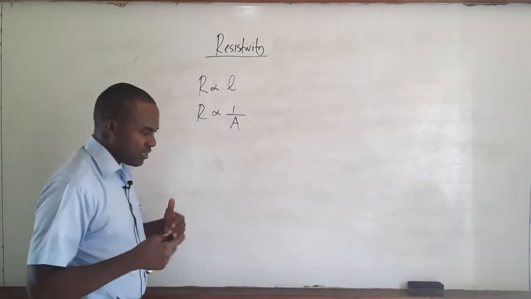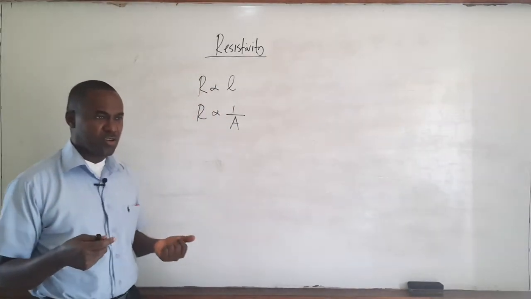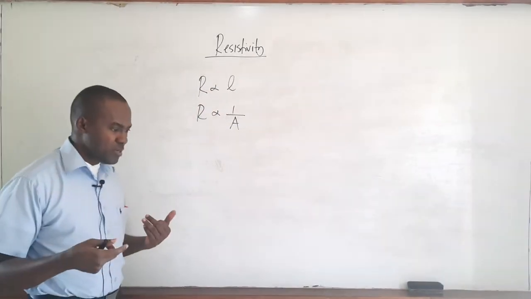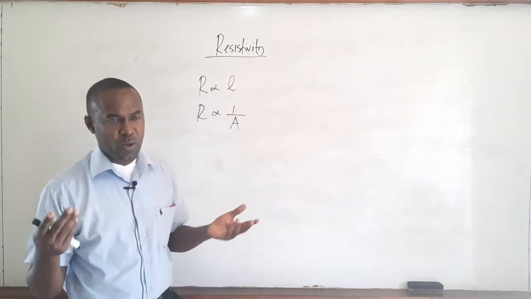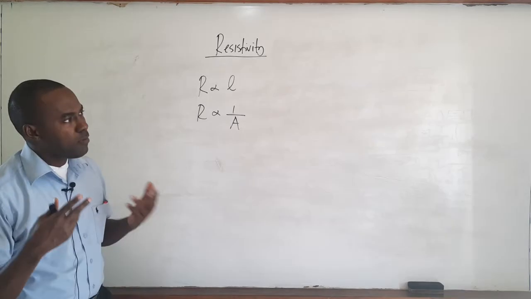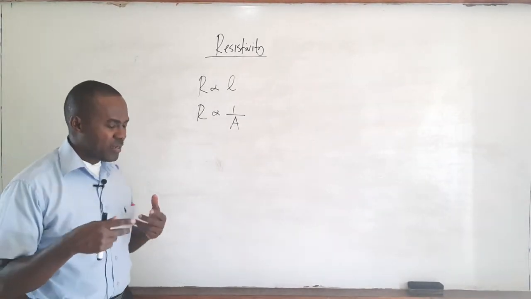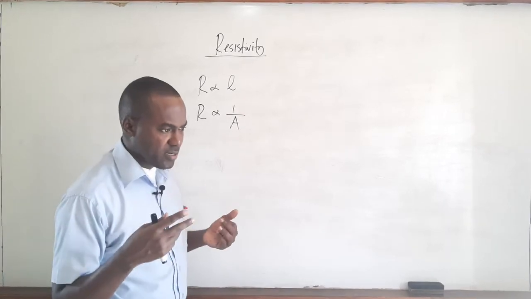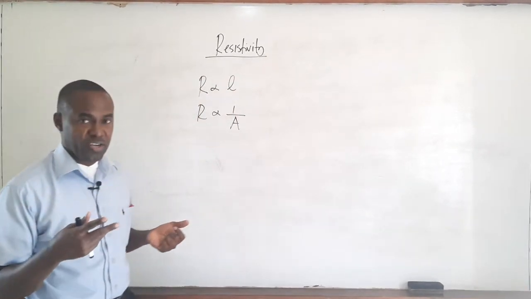Let's talk about this relationship. The resistance is inversely or indirectly proportional to the cross-sectional area. What exactly does this mean? It means that the bigger the cross-sectional area of the wire, the smaller the resistance, right? So generally, thicker wires tend to have smaller resistance than thinner wires, because thicker wires have a greater cross-sectional area.